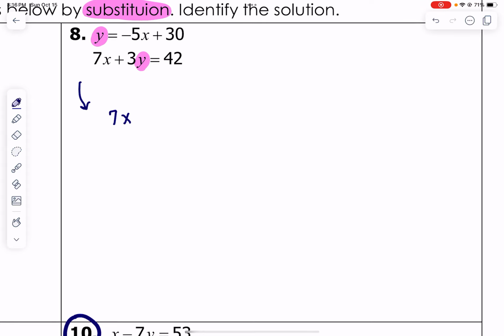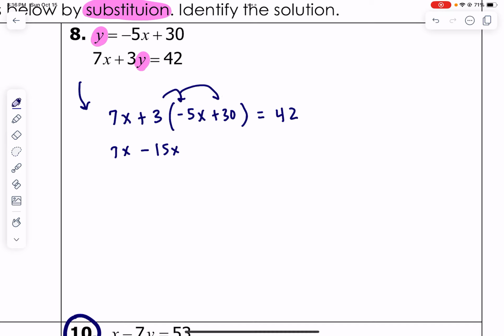You get 7x plus 3 times, make sure that this is put in parentheses, because remember, whenever you make a substitution, you should always include that parentheses. So you get negative 5x plus 30 equals 42. We simplify the whole expression. Don't forget to distribute. We can combine like terms. Subtract the 90 from both sides at the same time.